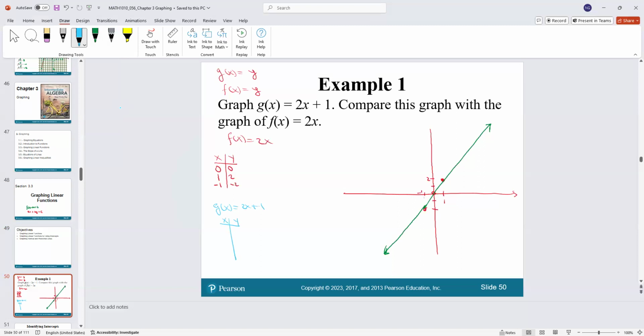When x is 0, 2 times 0 is 0, plus 1 would be 1. So when x is 0, y would be 1. When x is 1, 2 times 1 is 2, plus 1 would be 3. When x is 1, y would be 3. I put it too high, maybe.